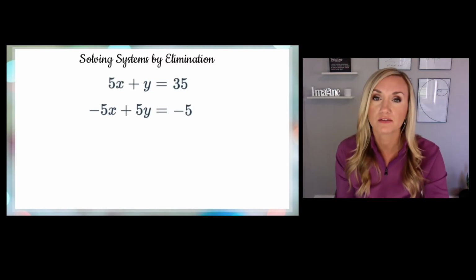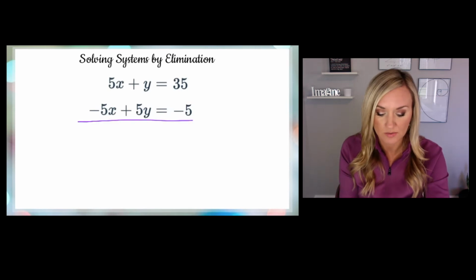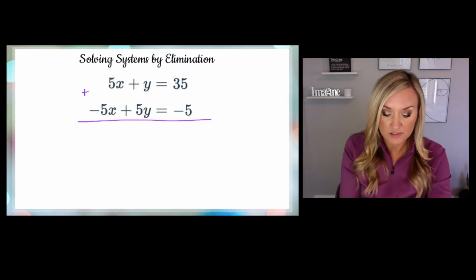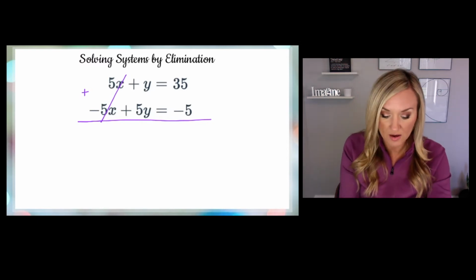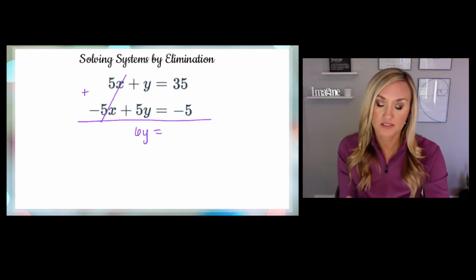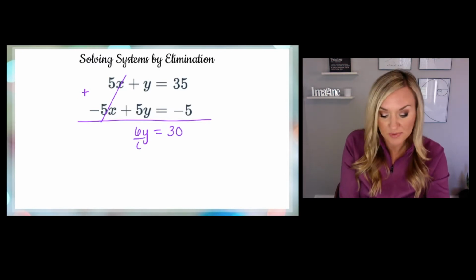Now I'm going to choose to eliminate x first. Well, because if you take a look straight up and down, if you were to add straight up and down, 5x minus 5x, they cancel. They eliminate. We've eliminated the x. Now, if we say y plus 5y, that's going to give us 6y. And 35 plus a negative 5 is going to give us a positive 30. And then just simply divide by 6. Hey, we have y equals 5.